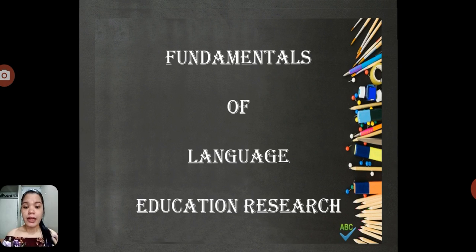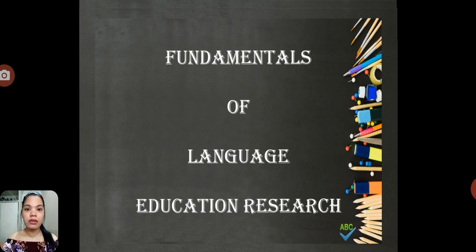Learning the fundamentals of language education will help you increase your self-confidence and improve your self-image. It also gives you insight about your strengths and weaknesses, enables you to enjoy the learning process, and inspires a greater curiosity and motivation for lifelong learning. It also shows you how to use your natural skills. So that is about the fundamentals of language education research and how this can help you in learning language.